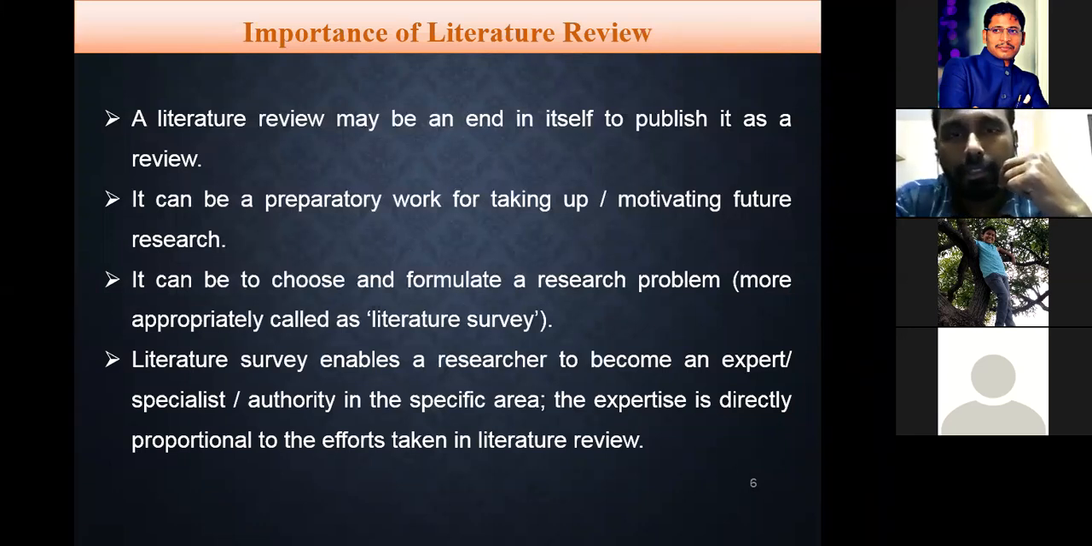So literature survey enables a researcher to become an expert. Once we go through an enormous number of literatures and read a number of them on a particular field, we have confidence that we can take up this research. We have some ideas that we can develop a model or a solution for a problem, and it makes us an expert, a specialist, and an authority in a specific area. The expertise is directly proportional to the effort taken in the literature review.